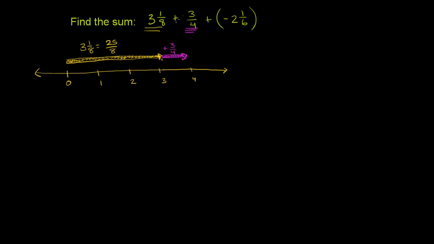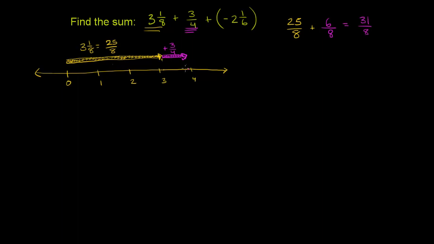Well, both of these are positive numbers, so we can just add them. We just have to find a like denominator. We have 25 over 8 plus 3/4. We need to find a common denominator here. The least common multiple of 4 and 8 is 8. So it's going to be something over 8. To get from 4 to 8, we multiply by 2, so we have to multiply 3 by 2 as well. So you get 6. So 3/4 is the same thing as 6/8. If we have 25/8 and we're adding 6/8 to that, that gives us 25 plus 6 is 31 over 8.